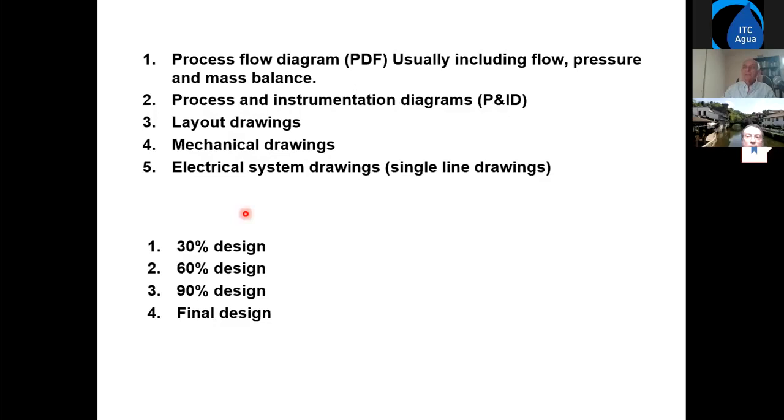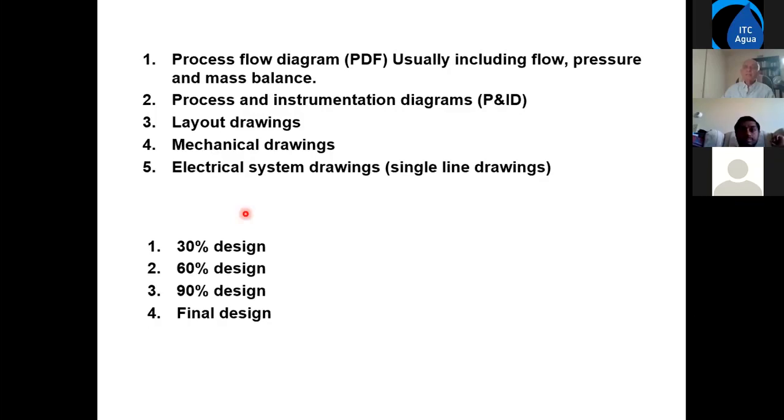Now, then we have the 30% design, 60% design, 90% design, and final design. The 30% design corresponds more or less to the PFD with some indication of the equipment. So it's actually system sizing. The 60% design includes the PNID and all the detailed listing of the equipment. The 90% design is the complete design. So it includes PFD, PNID, layout drawings, mechanical drawings, electrical system drawings, everything. The final design is just a correction of the 90% design. So those are the steps of the design process.